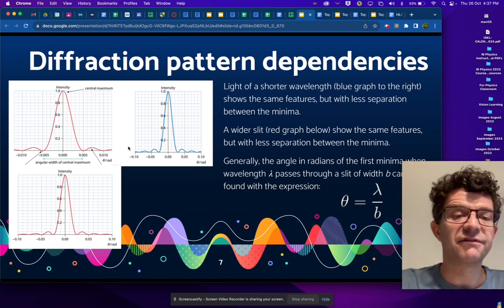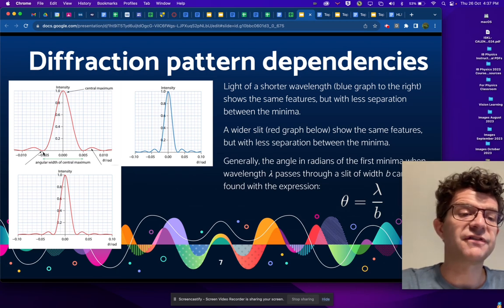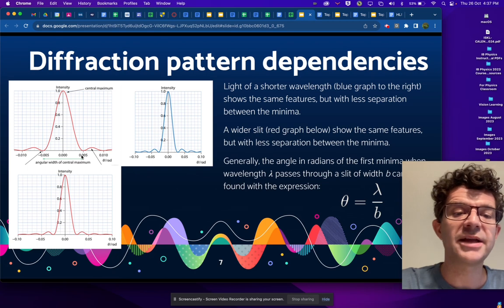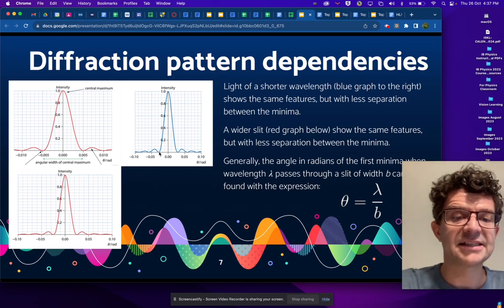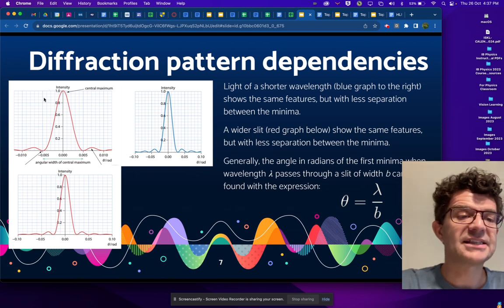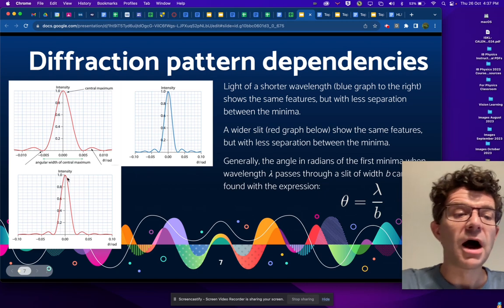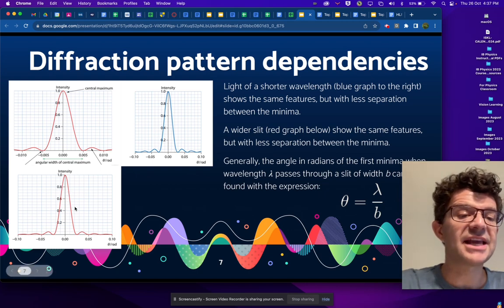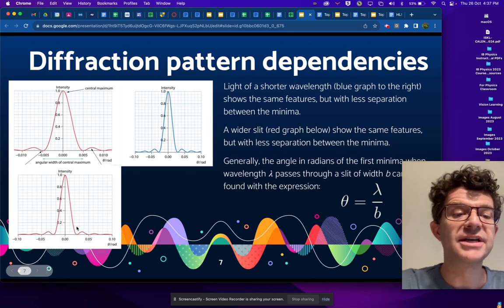The angular width of the central maximum, which is defined as the distance between the first minima on the left and the first minima on the right, has become smaller. Here it's about 10 thousandths of a radian. Here it's less. It's maybe 6 thousandths of a radian. On the other hand, if we take that same red laser and we cut a slit that is somewhat wider, you get the same behavior. Wider slits give less diffraction, or narrower central maxima.